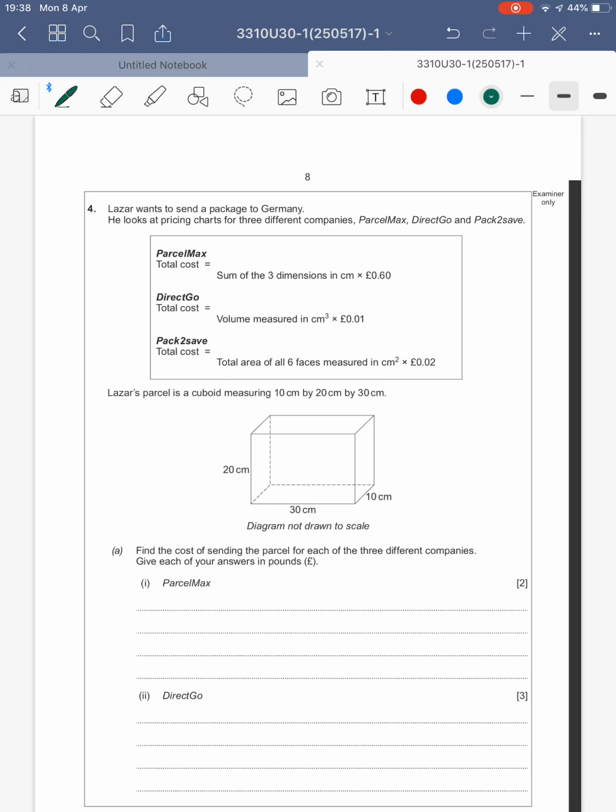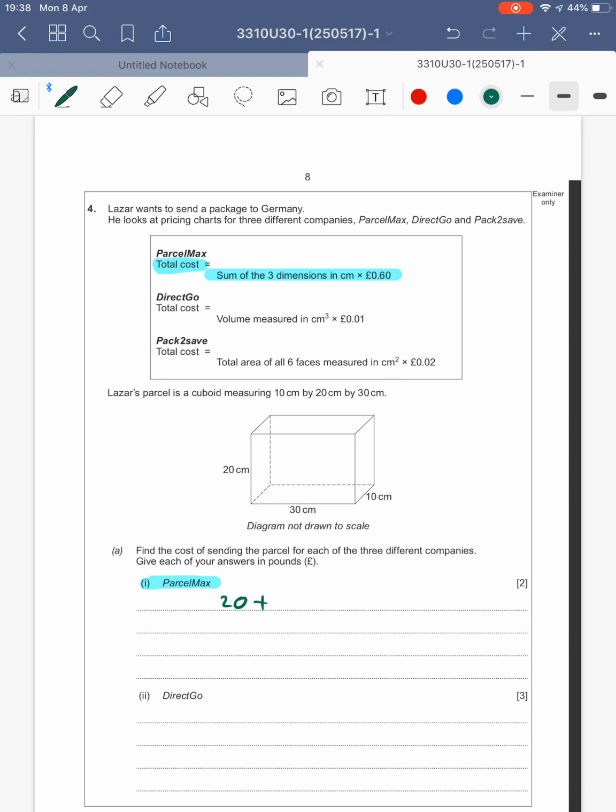Okay, question 4. It gives you some information about 3 companies, and you have to work out how much it would cost to send a parcel. So parcel max we're going to look at first. Parcel max here says that the total cost is the sum of the 3 dimensions. Well, dimensions is just the posh maths word for the length, width and height of the box. So all we need to do there is add them up.